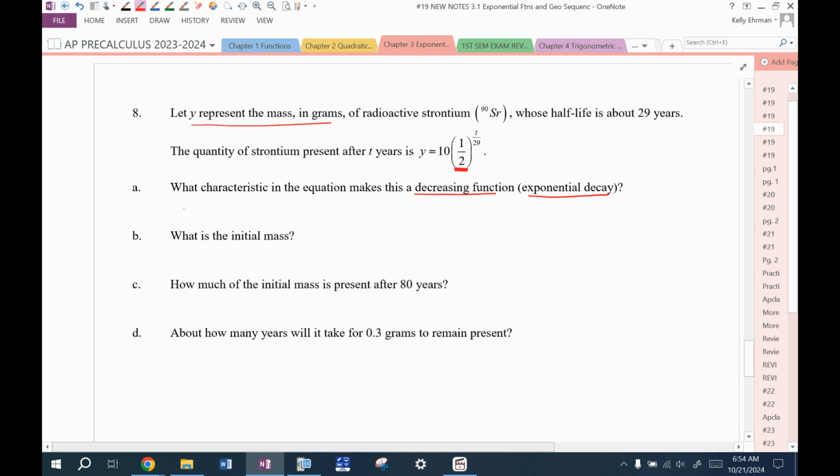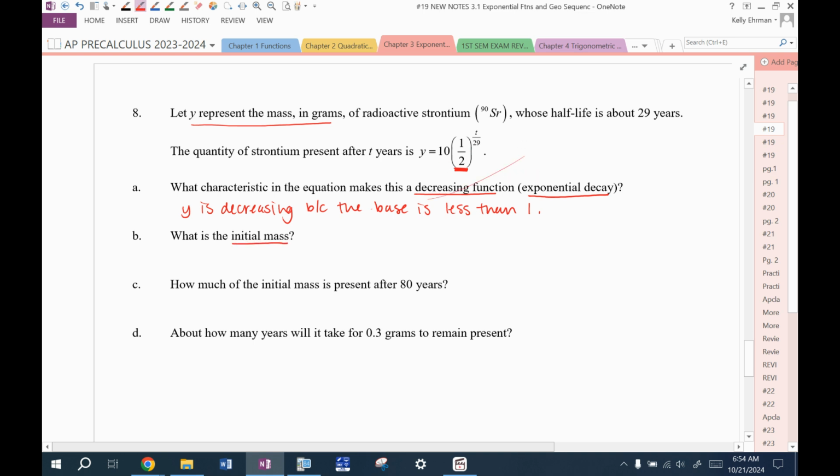So y is decreasing because the base is less than 1. 1/2 is less than 1. If this said 10 times 1.5 to the t over 29, that 1.5 would be an exponential growth.